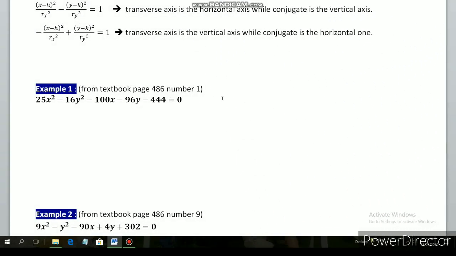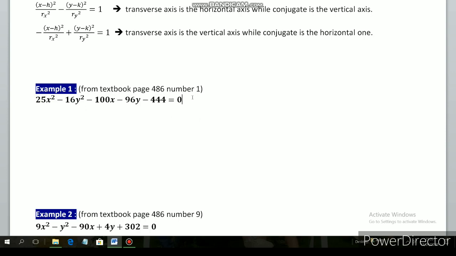Let's go to the example, so we can understand practically what we are going to discuss, especially how to graph a hyperbola based on this quadratic relation equation, as you can see on your screen. I take this example from the textbook. This is one example of a hyperbola equation. You can see here that the A and the B have different signs. The A is positive 25, the B is negative 16. So this must be a hyperbola, not an ellipse, not a circle.